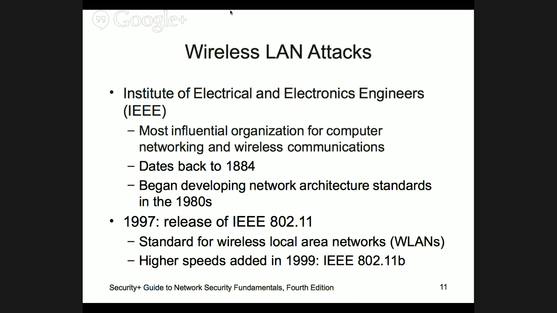IEEE, the Institute of Electrical and Electronics Engineers, is the most influential organization for computer networking, dating all the way back to 1884. They began developing networks, to answer your question earlier, in the 80s, because that's when computers and networking really began to flourish. It started before that, but that's when these guys came in, because it started hitting commercial markets, businesses, and a few consumers, but mostly universities and large businesses had it at that point.